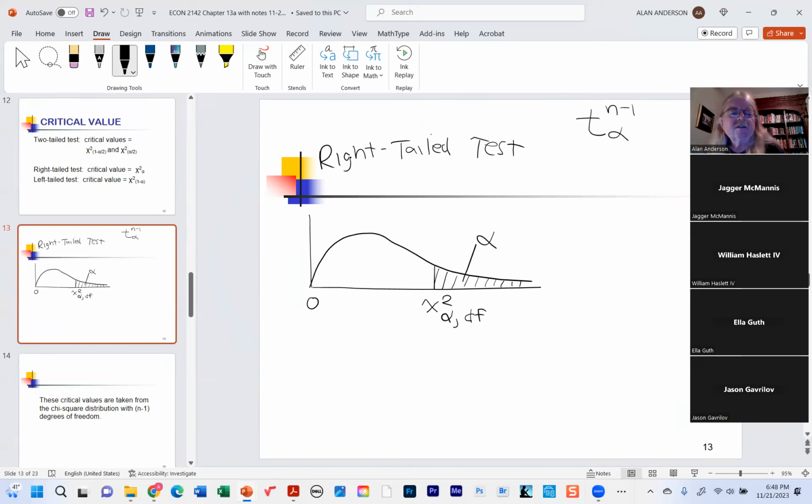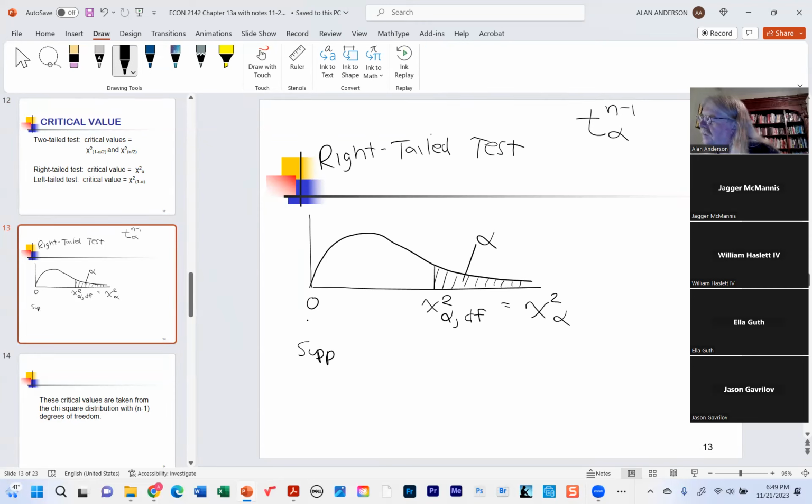Okay. Now in the slides, it's simply referring to this as chi-squared alpha because we don't know what the degrees of freedom are, but it means the same thing. So the point of it is that alpha, whatever it is, and we know that it usually is 0.05, is in the right tail. But how do we look it up? All right, so this is where the table comes in.